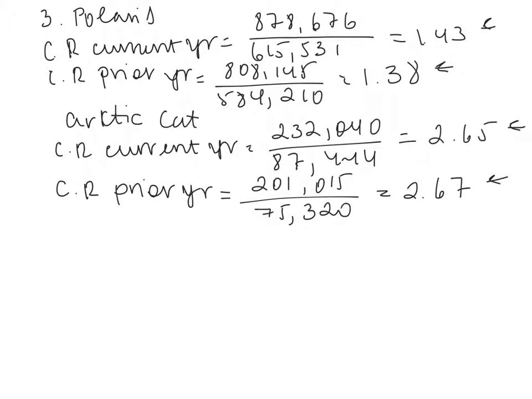The last question we need to answer, that's step number 6, is how do the current ratios of Polaris and Arctic Cat compare to their industry? Assuming that the industry average ratio is 2.4. Now when you look at Polaris's current ratios, both ratios for current and prior years are below the industry average of 2.4, and Arctic Cat's are above the industry average of 2.4. But again, the important thing to know here is that neither company is in immediate danger of defaulting or not being able to pay their current obligations.